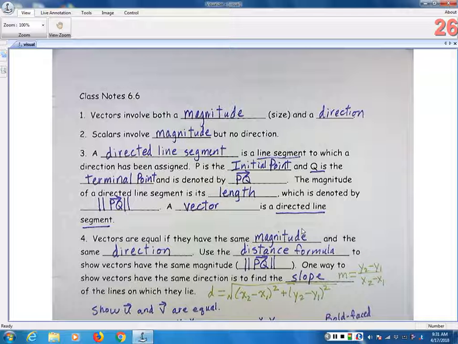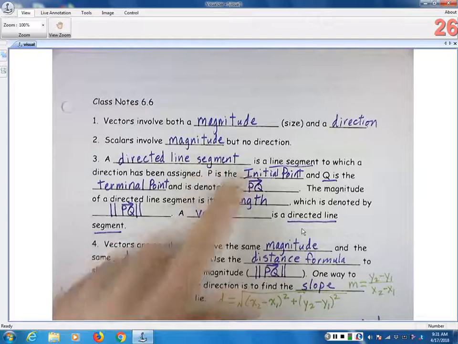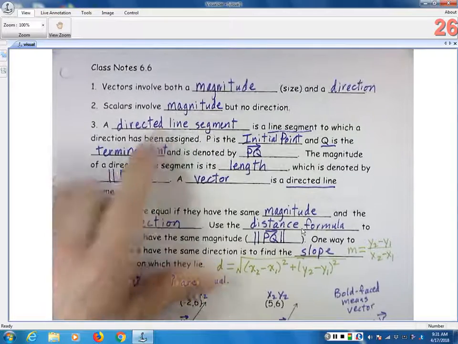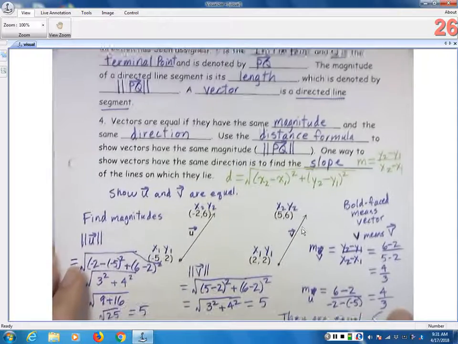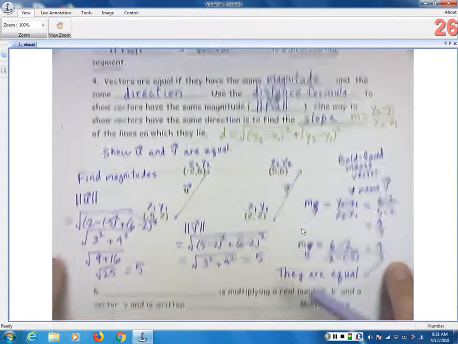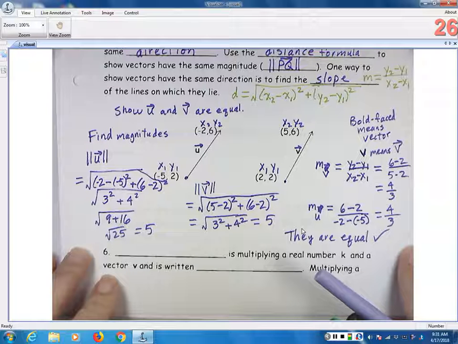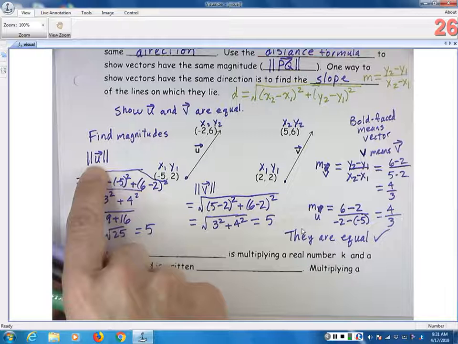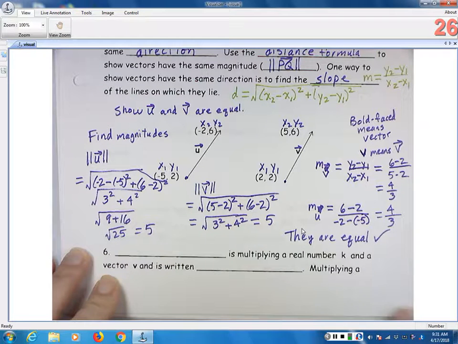So vectors involve a magnitude and direction. Scalars have a magnitude but no direction. But there's a directed line segment. You have to know some of this terminology. So to show that 2 vectors are equal, you have to show that the magnitudes are equal, and this is the notation for magnitude, and that they have the same direction, so it should be the same slope.